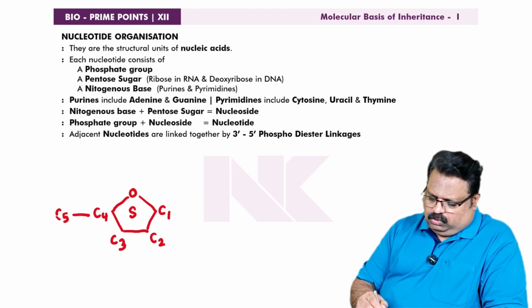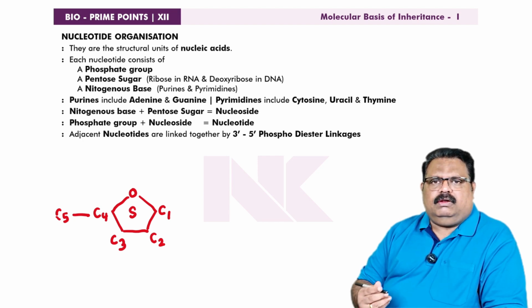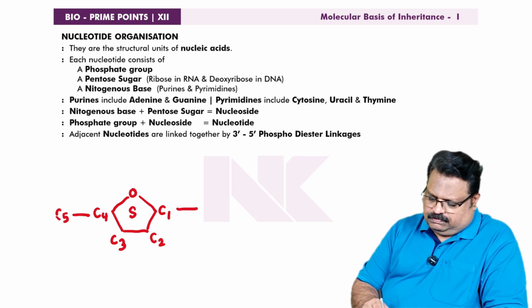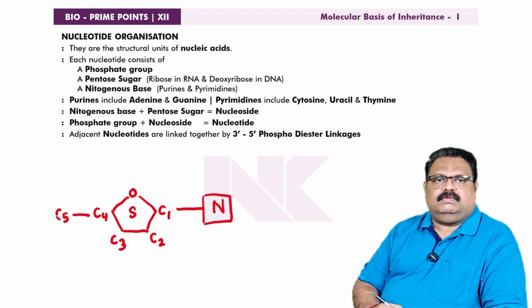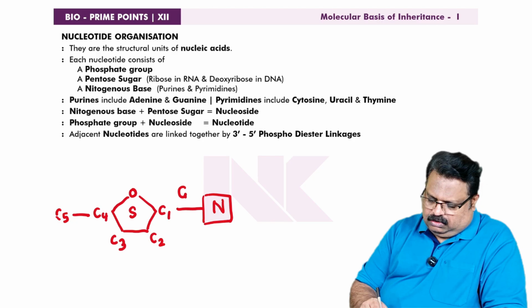Then a nitrogenous base that can be either purine or pyrimidine is attached with the first carbon atom of the sugar. The nitrogenous base combines with the first carbon atom of the sugar by using a glycosidic bond.